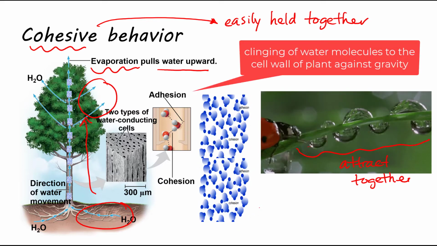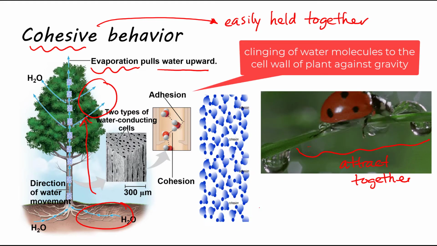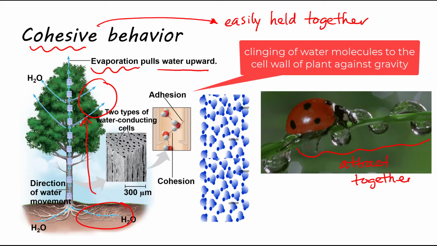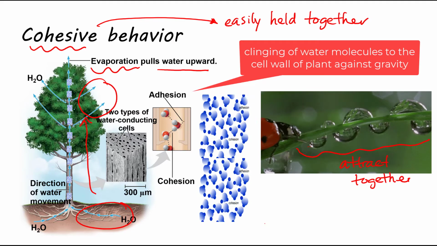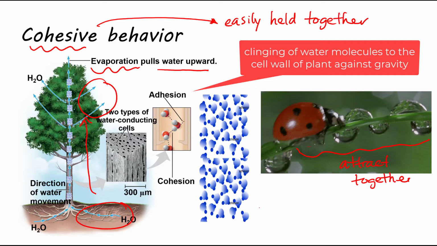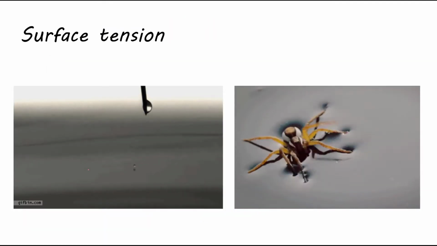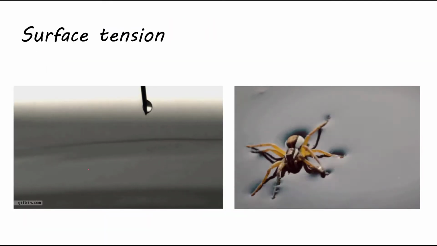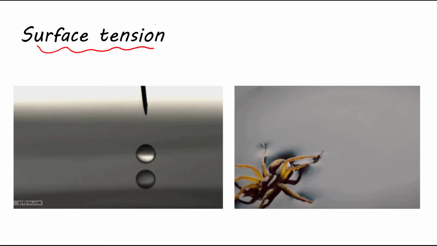Adhesion, also known as the clinging of one substance to another, helps water molecules stick to the cell wall of plants by hydrogen bonds against the gravitational pull. Another property as a result of water's cohesive behavior is surface tension.